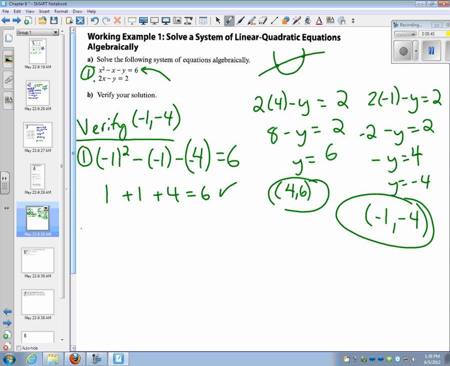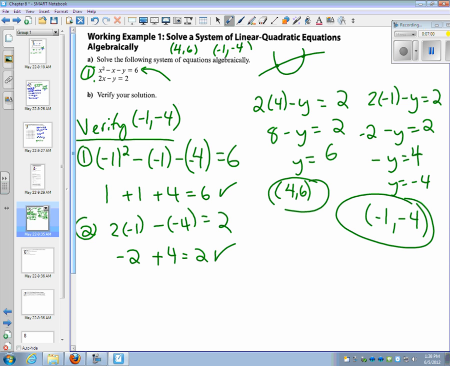Number 2, 2 times negative 1 minus negative 4. Does that equal 2? So I have negative 2 plus 4 equals 2. Yeah. So I have verified that this is the solution. I'm just going to write my solution up here so I don't forget it. Okay, so that was using substitution.